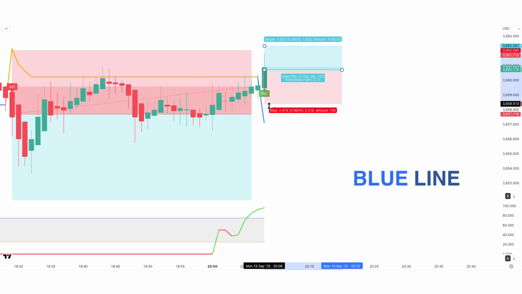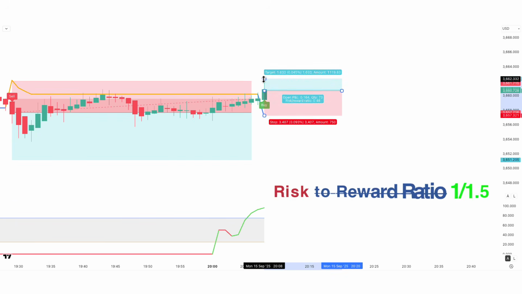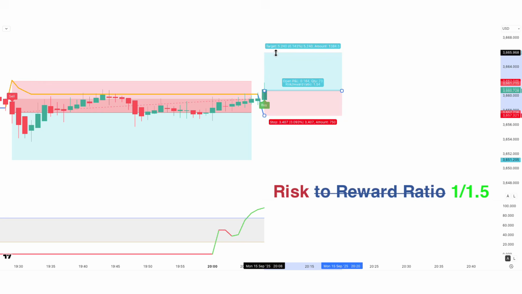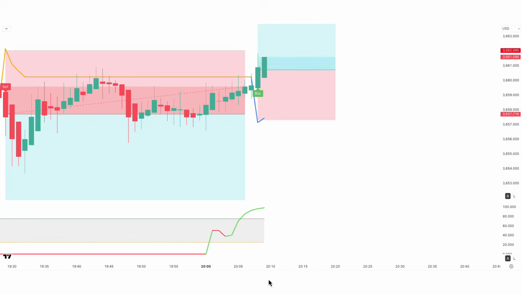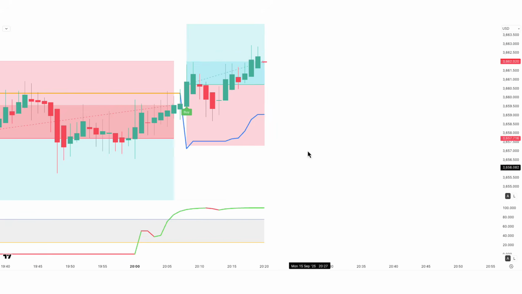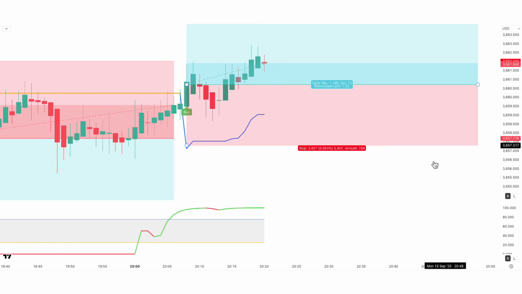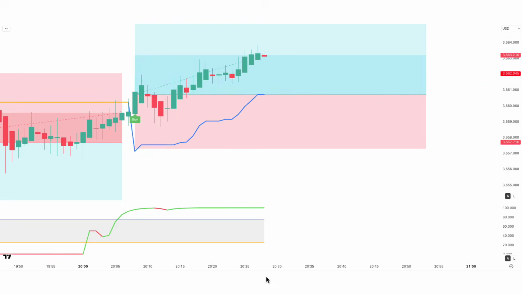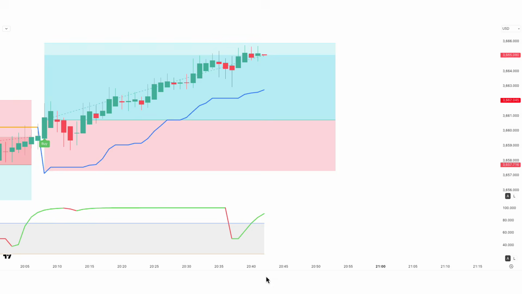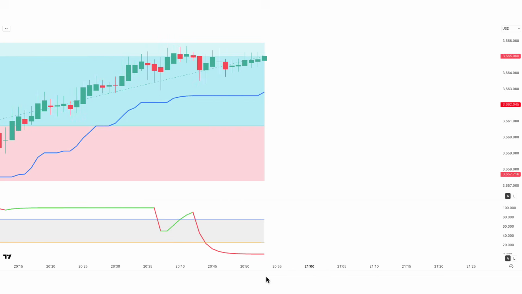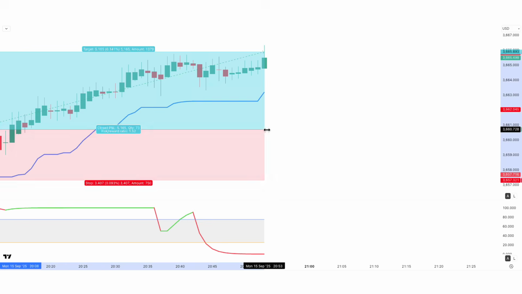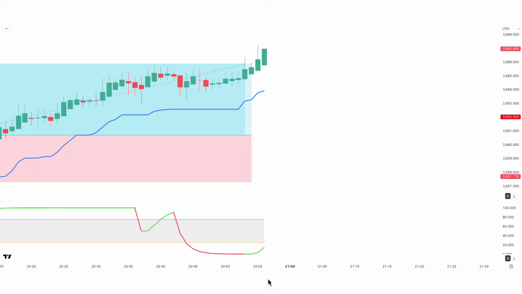Our stop loss is to be placed at the blue line, and the risk to reward ratio will be 1:1.5. Let's see what happens to our trade. Our trade is running in profit. We have won the trade. Let's find the next trade.